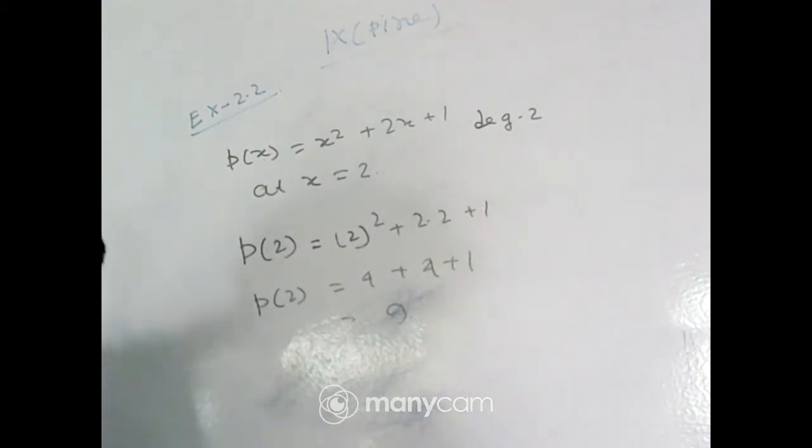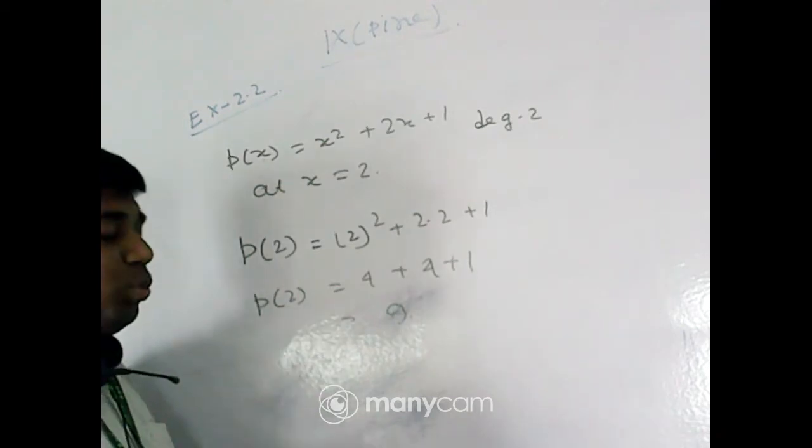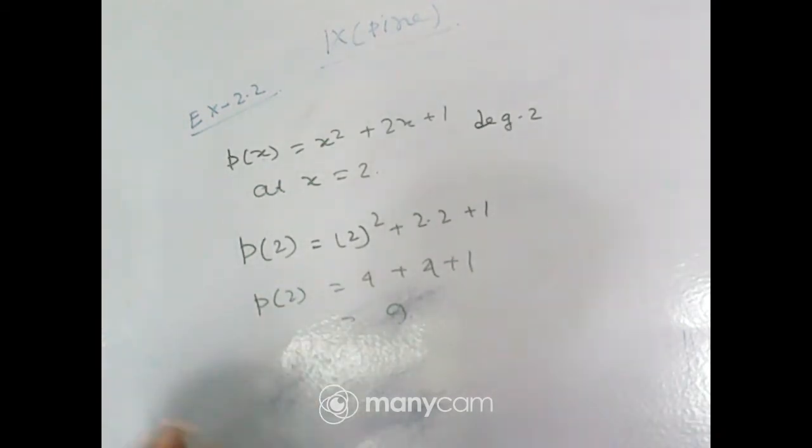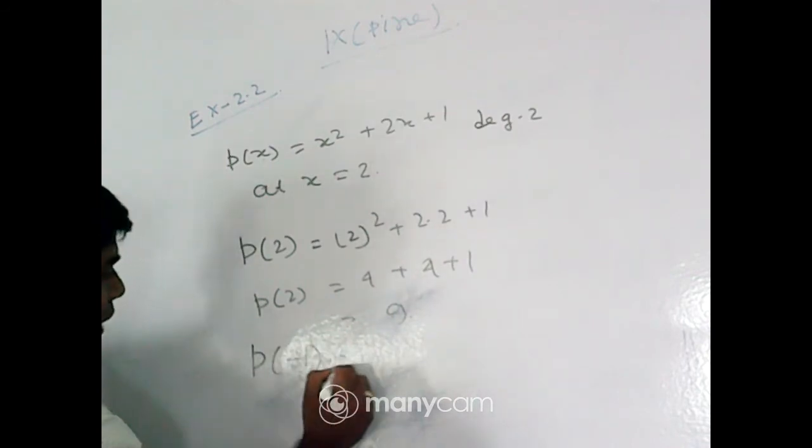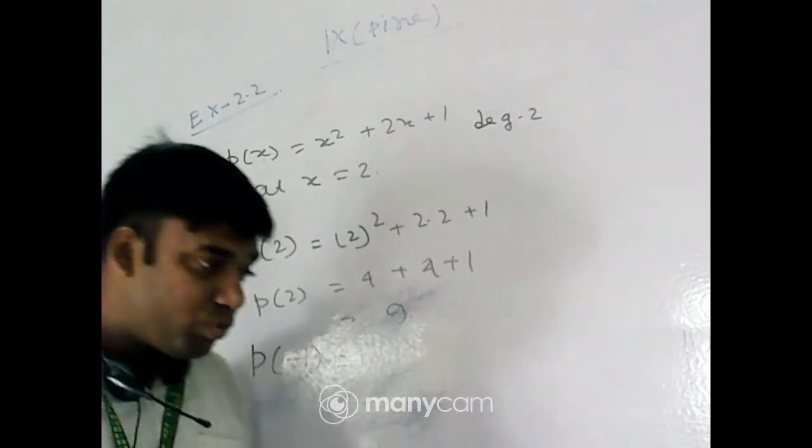Got it everyone? Yes, quadratic polynomial. So, at x equal to 2 its answer is 9. Now, find it out quickly. What will be the value of P of minus 1? Quickly answer it. P of minus 1.